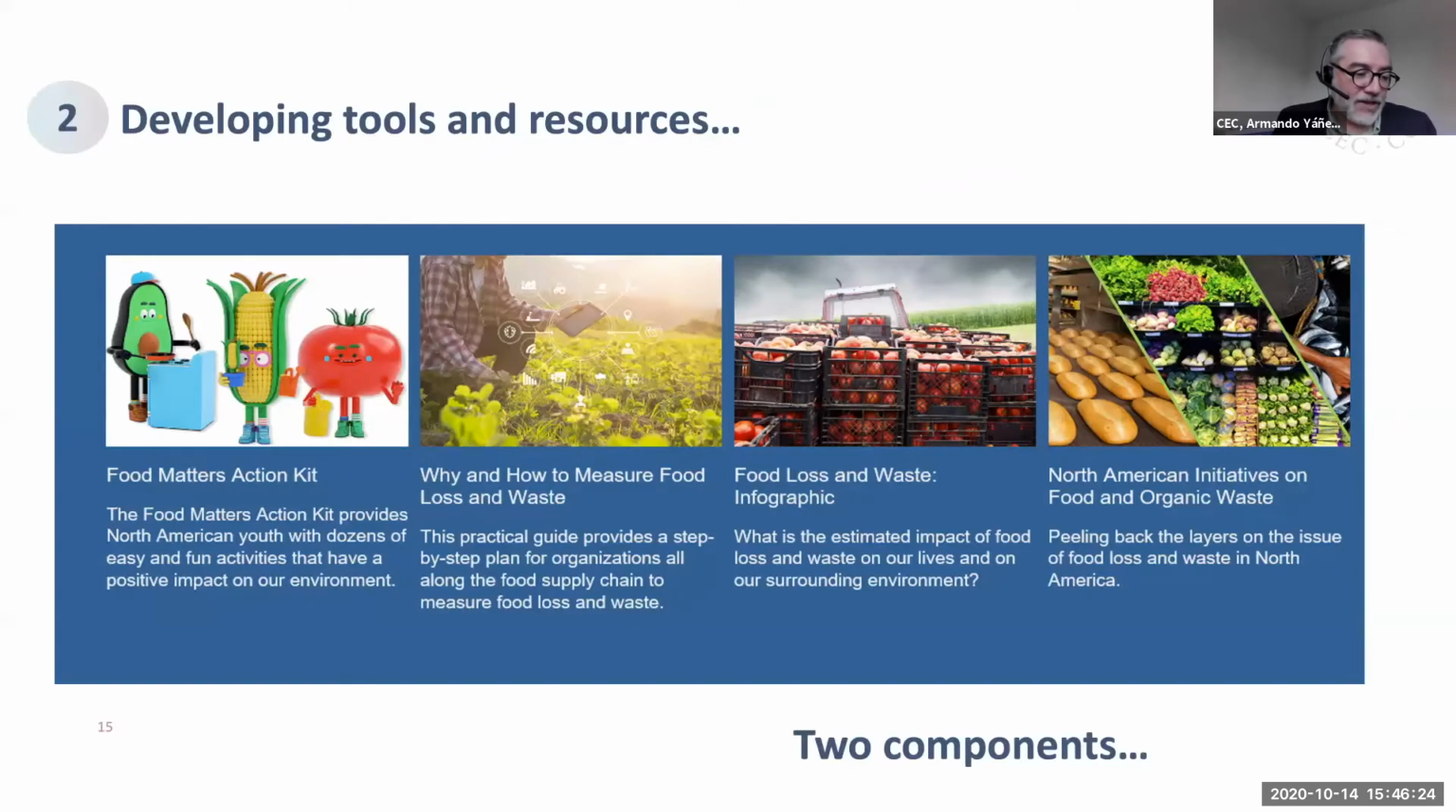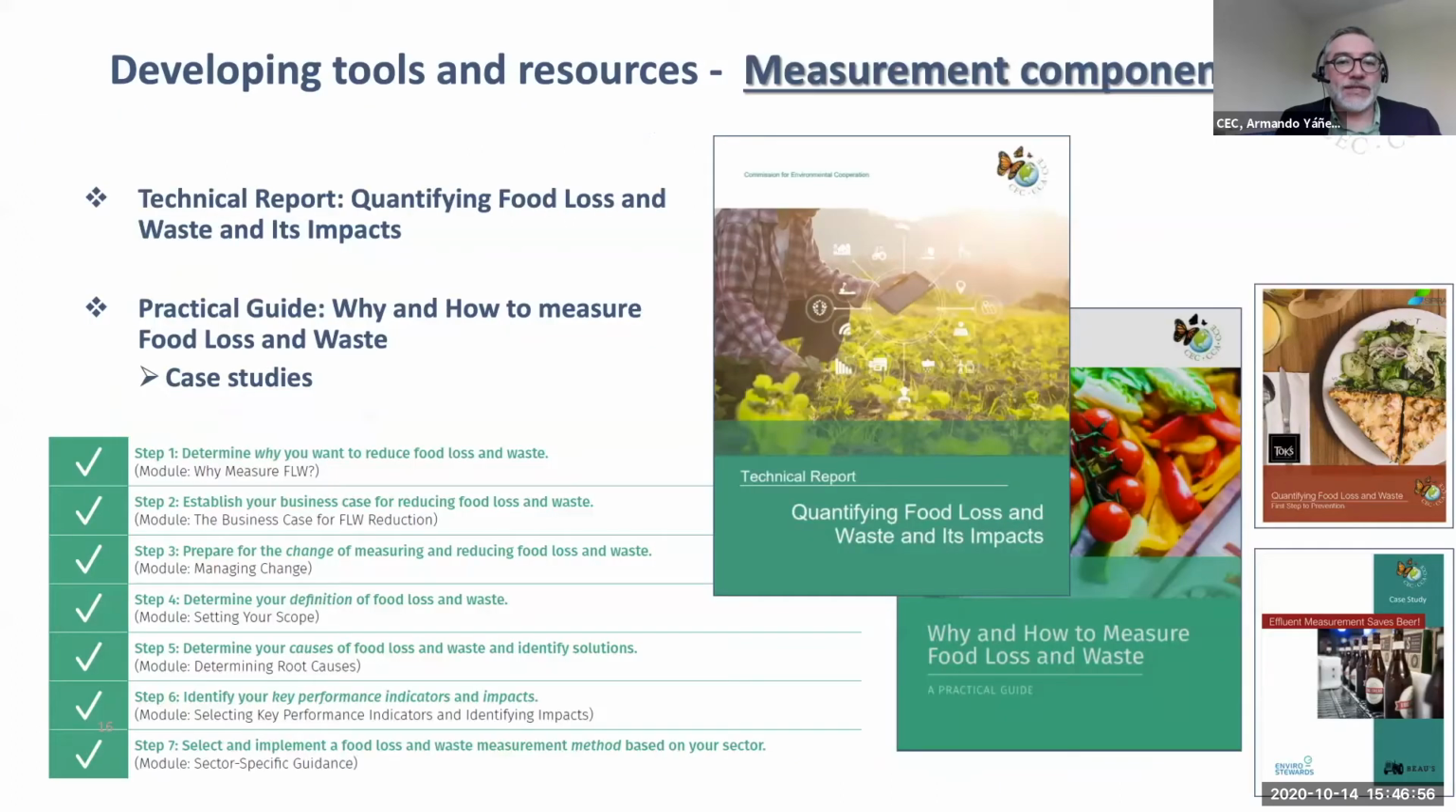So once we had a better idea of the problem, stage 2 started on developing tools and different resources that could help people better understand their own contribution to the problem and the opportunities we all have to make these minor tweaks to try to start changing and contributing to a solution. We basically developed these tools with two components. One is the measurement component, focused very much on the earlier stages of the supply chain, developing resources on how to quantify food loss and waste within your own operation, within your own way of living, and identify these little things that you could do to address it.